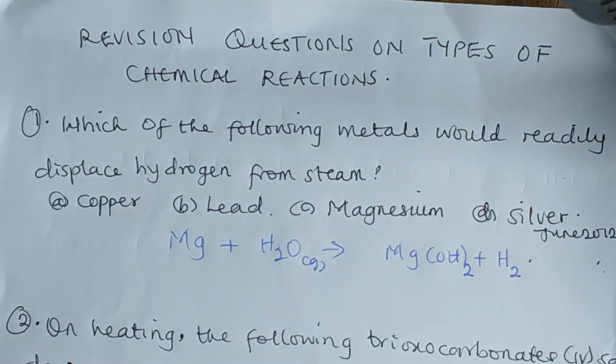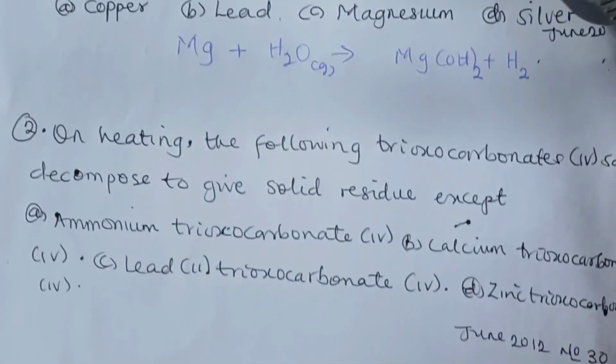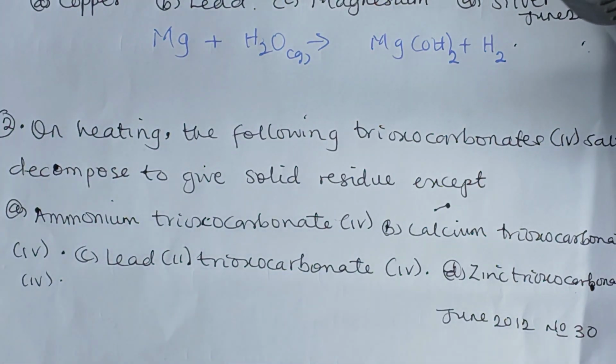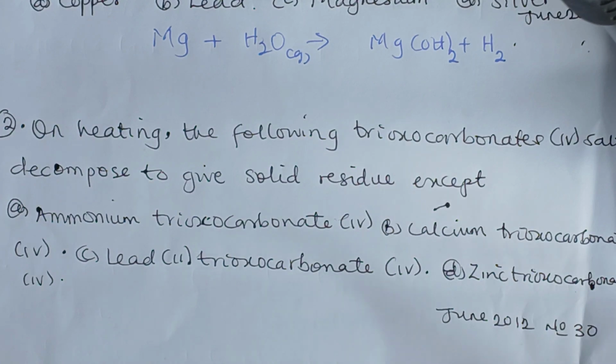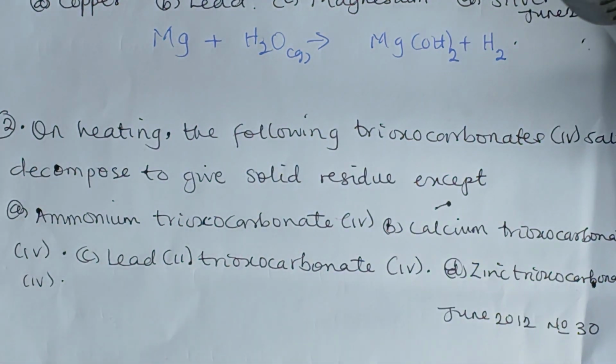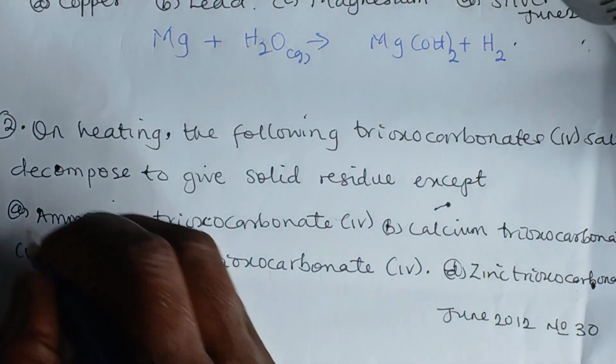Now, the next question is, on heating the following trioxocarbonate IV salts, they decompose to give a solid residue, except. I have described this in the previous class, that different trioxocarbonates decompose. This is under decomposition reactions, giving different products. But there are some trioxocarbonates that do not decompose, and they are the trioxocarbonate of sodium, of potassium, and of ammonium. So the word except here means all those trioxocarbonates decompose except one, which is ammonium trioxocarbonate.